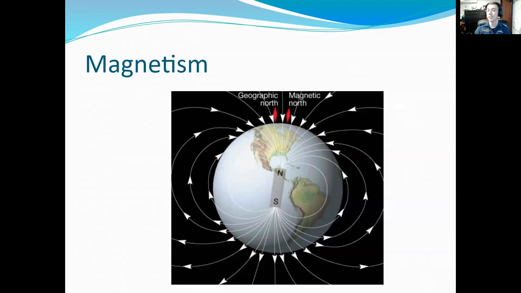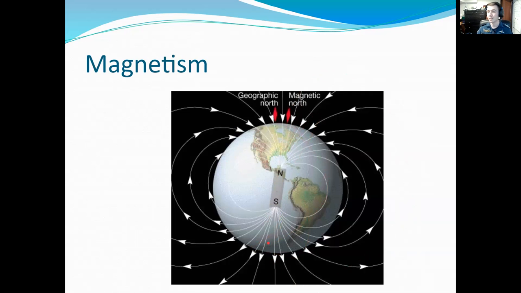Magnetism. The Earth is a magnet. This diagram is wrong. The south pole of our Earth is actually up here at the north, and the north end of this magnet should be down at the bottom, because our magnetic field comes out of the top and circles to the bottom.